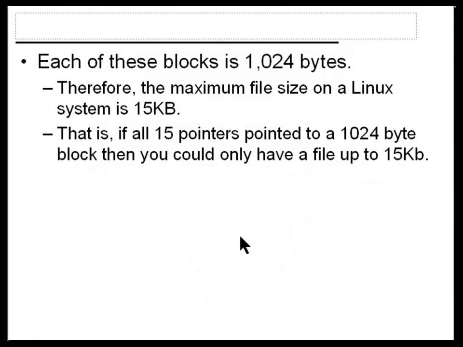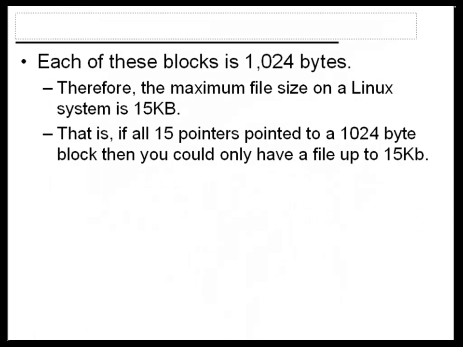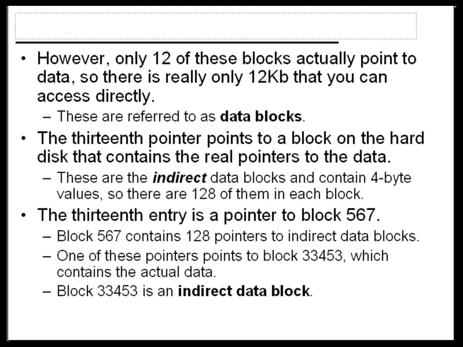Okay, each inode block is 1024 bytes, and therefore the maximum file size on a Linux file system is around 15K. That's only if we consider using the direct blocks. So if all 15 pointers point to a 1024 byte block, then you could only have a file up to 15K. We've kind of already gone over this, so I'm not going to go into it much further, but you can download this and read the notes. This just indicates the fact that the first 12 blocks actually point to data, and then the other 3 will actually be pointers to other pointers.